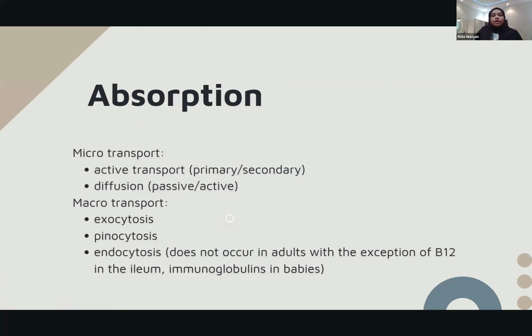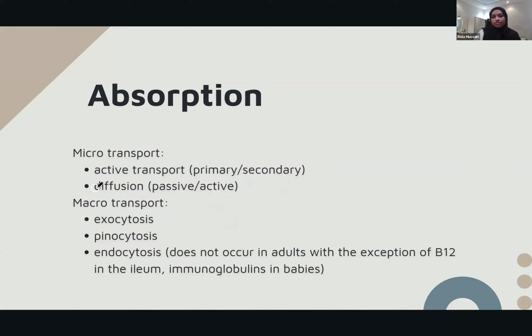Now, absorption. Angelica went into two types of transport while absorption is happening. So there is microtransport, which entails active transport and diffusion. Active transport can be primary and secondary. So primary mainly involves ATP. Secondary involves the difference in a concentration gradient or an electrochemical gradient. So usually the ion that we will be seeing over here in secondary active transport would be sodium. I need you to keep secondary active transport in mind, and I will be asking a question on this later.